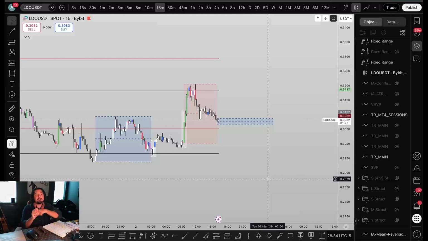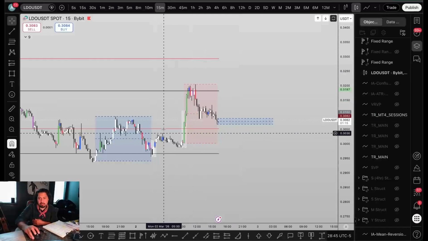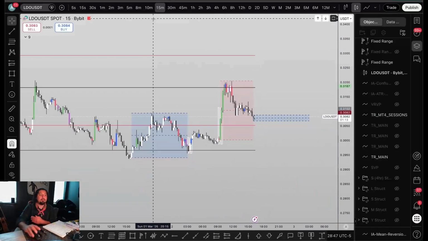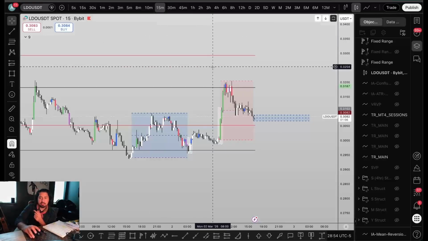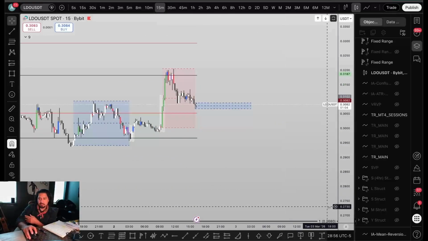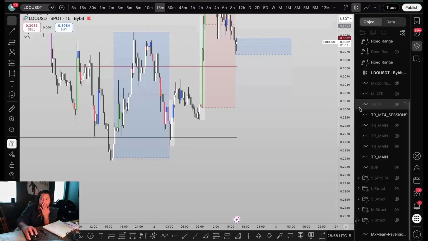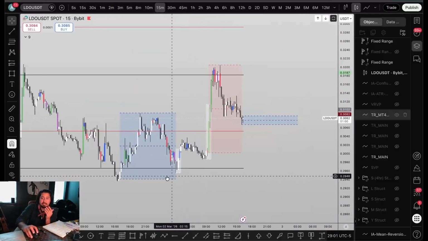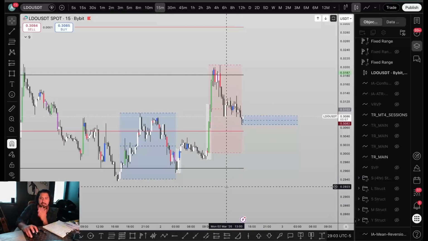Mark out your ranges, mark out your structure, find what structure is currently doing, and what the areas of interest are next. If we break structure up here, what are our zones of interest above? Wait until price hits those zones, wait until USDT also hits those zones, wait for a break of structure and enter. My favorite entry model ever is an SFP break of structure. If you see an SFP break of structure, enter.